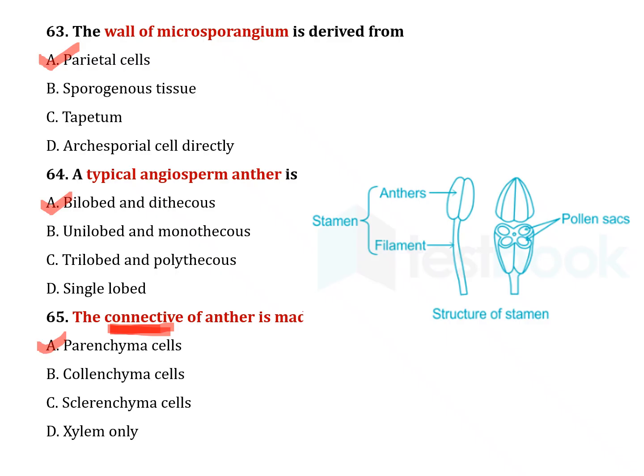This is a stamen. This is known as the filament, and the upper one is the anther. The entire structure is known as the stamen, and the anther is bilobed and dithecous.